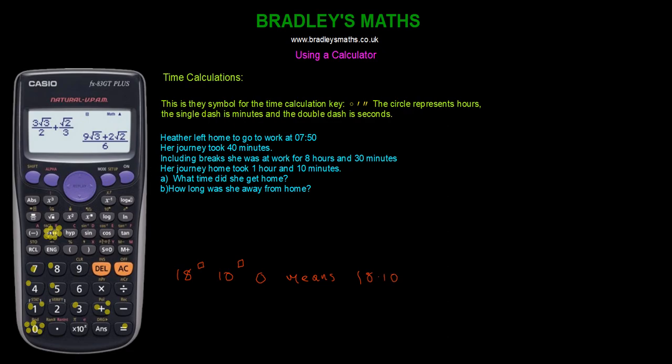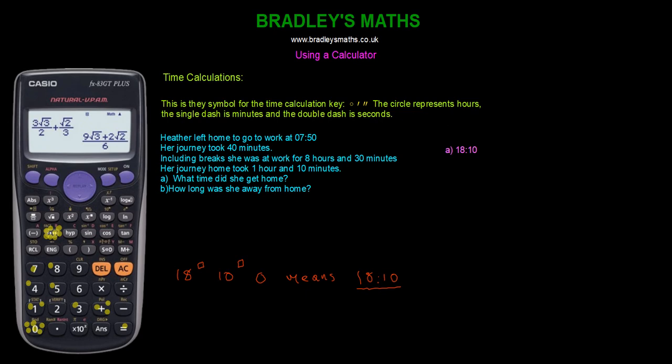Okay, 18 hours, 10 minutes. It's a time, so we write it as 18 colon 10, not 18.10, it's 18 colon 10. And here's our answer. There we go, 1810. You don't need any AM, you don't need any PM.